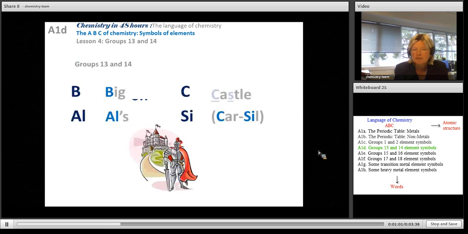How can you remember these? I remember it as Big L's, Carsil, car for C, sil for silicon. So it's more a phonetic spelling than the real spelling.